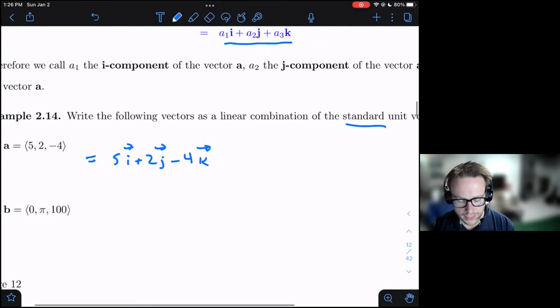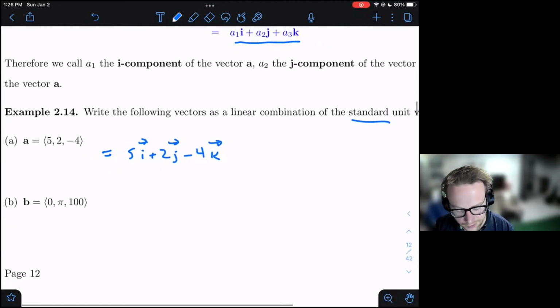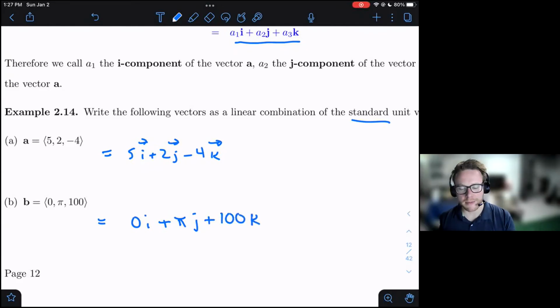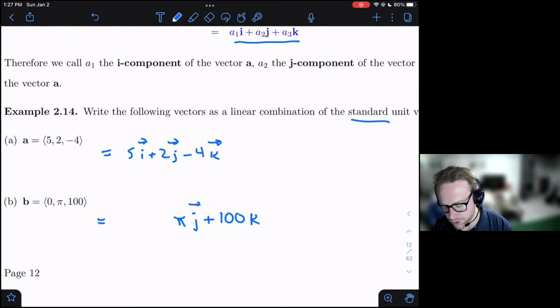Okay, one last example and we're done with this video. For B here, if we wanted to write this in the IJK notation, we would have 0i, we'd have pi j's, and we'd have 100 k's. And well, 0 times anything is indeed 0. And so quite often you would just write this as pi j plus 100k. You would just drop that altogether. And this is a perfectly fine way to write that.